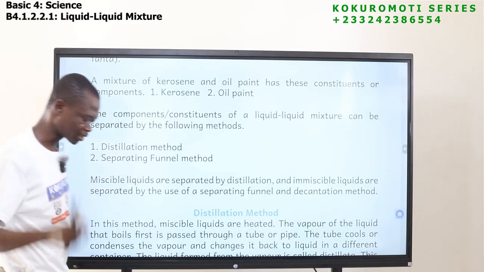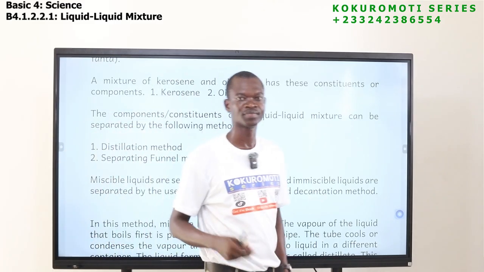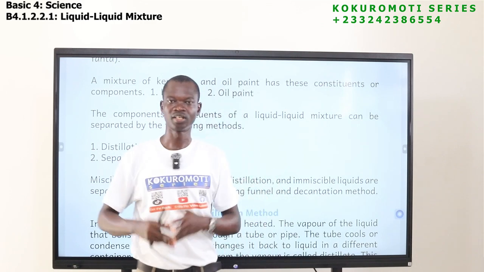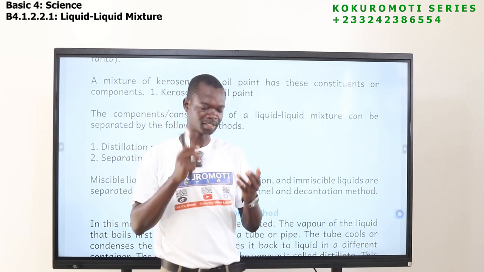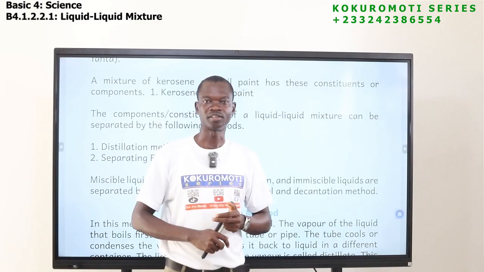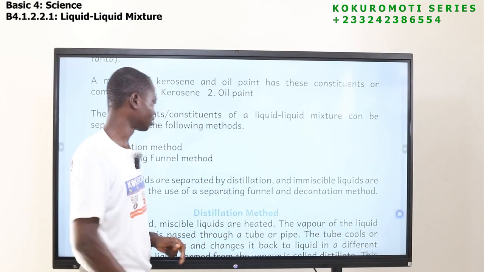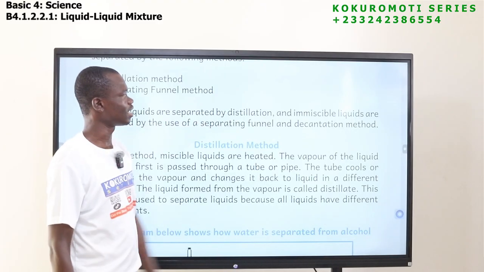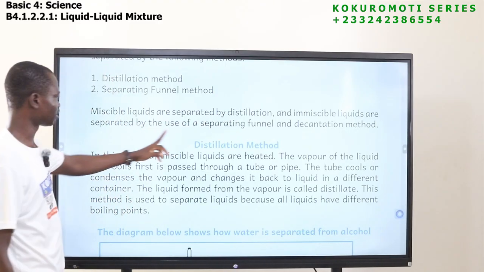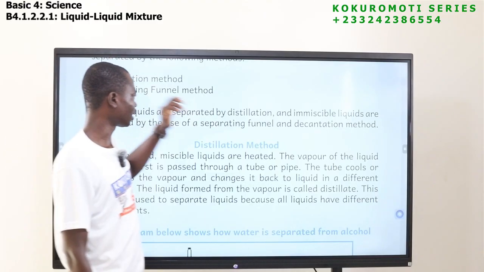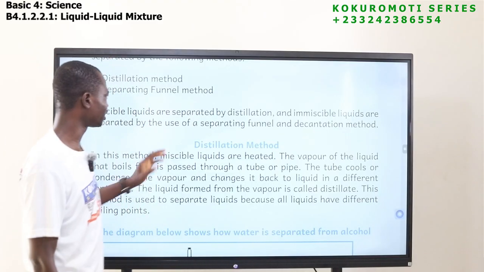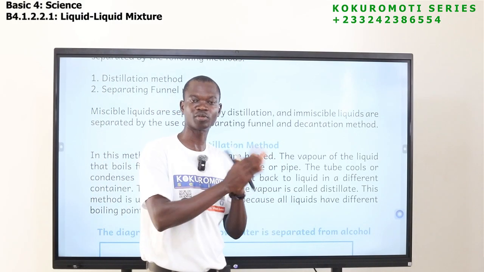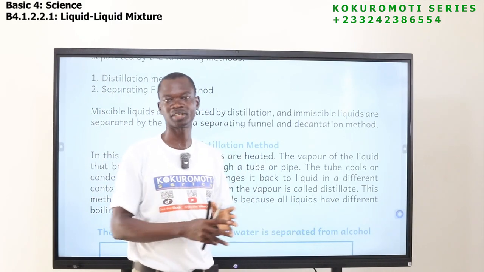So all the types of mixtures that we have seen, the liquid-liquid mixtures, we can separate them by using these two methods, distillation method and separating funnel method. Okay, so let's look at them. Miscible liquids are separated by distillation, and immiscible liquids are separated by the use of a separating funnel and decantation. So listen, if you have miscible liquids that can be mixed completely to form one layer, we use distillation method.